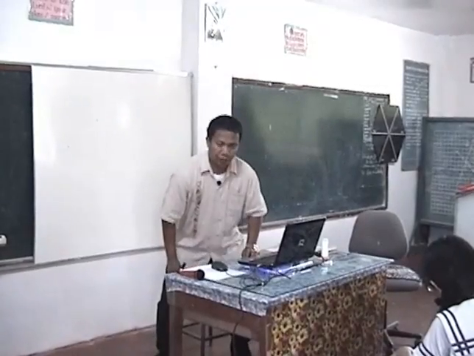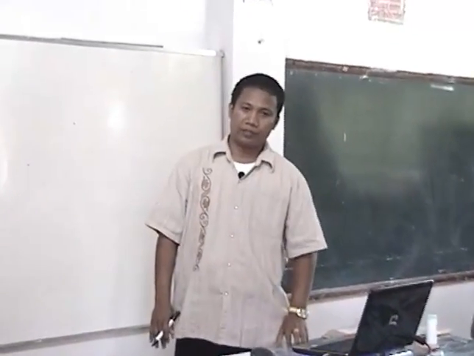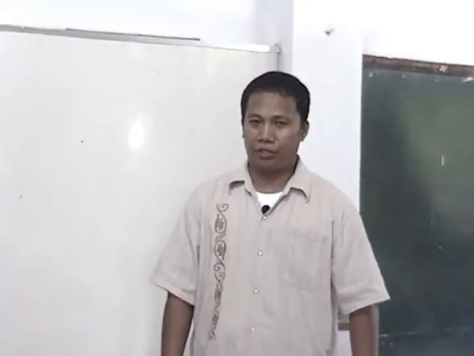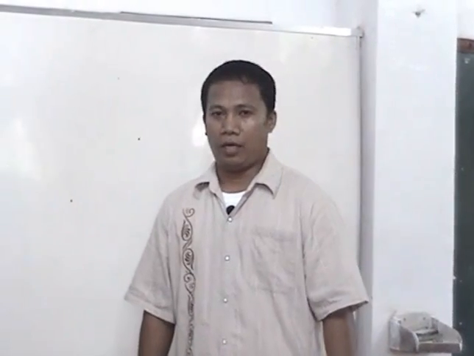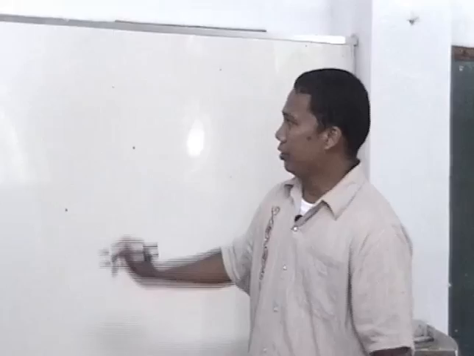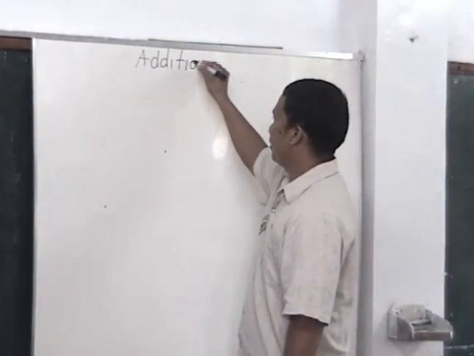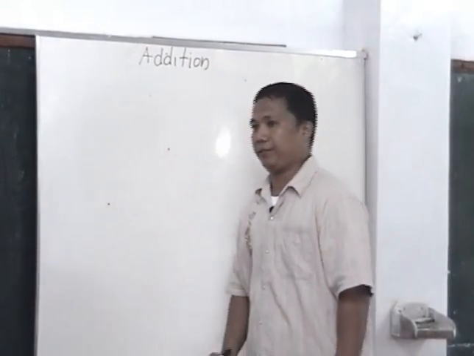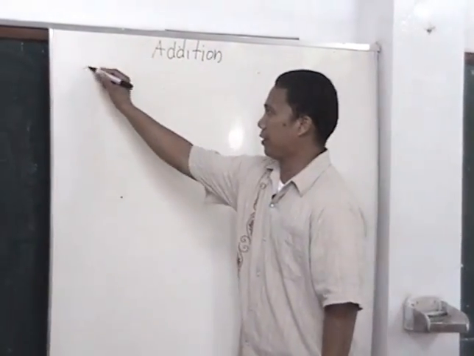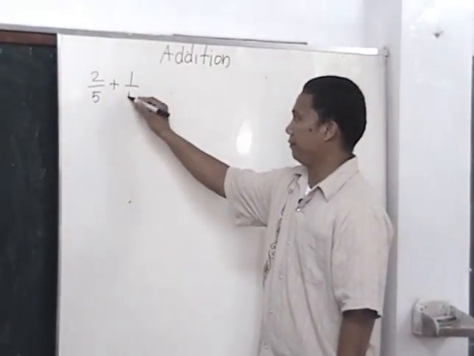Okay, we are already through with multiplication and division of rational expressions. Now we will take up addition of rational expressions. Addition of rational expressions is also the same as addition of fractions. So we take up the addition first. For example, we have 2 fifths plus 1 fifth.